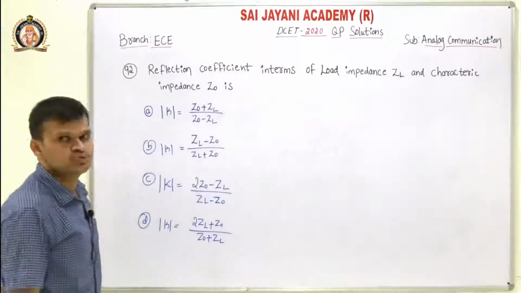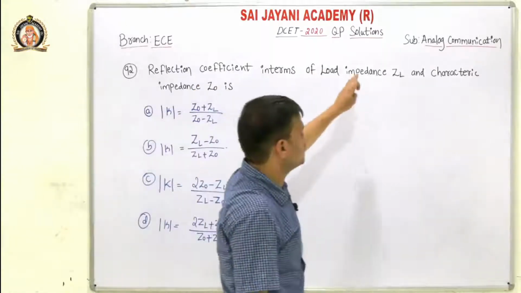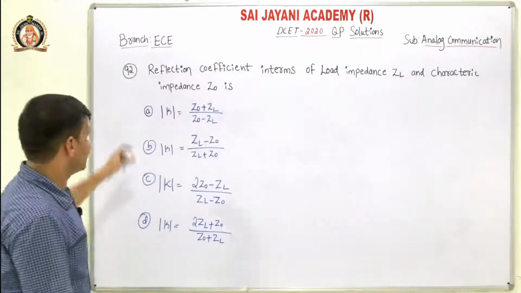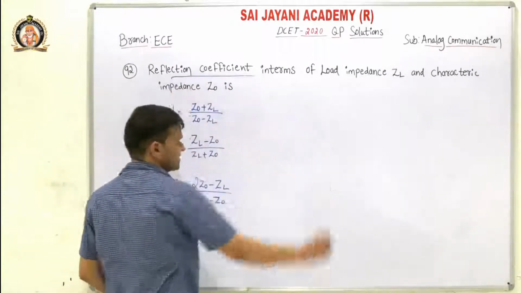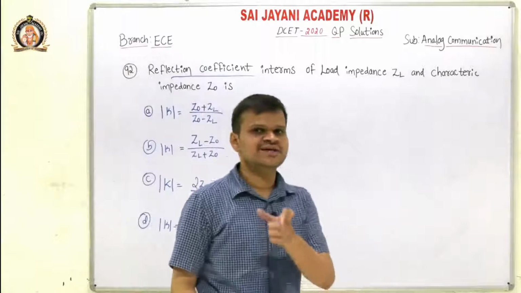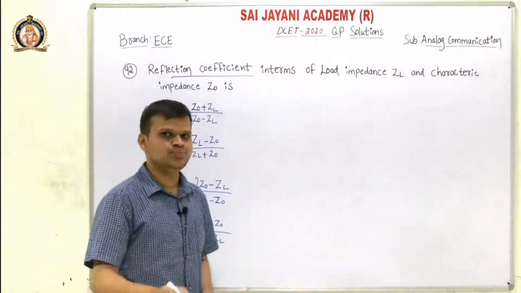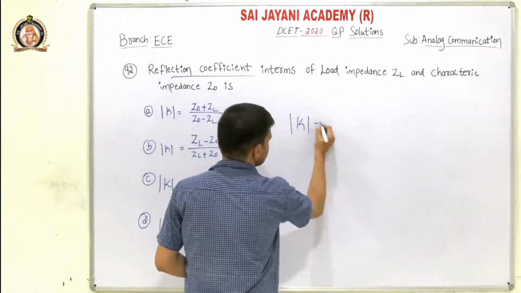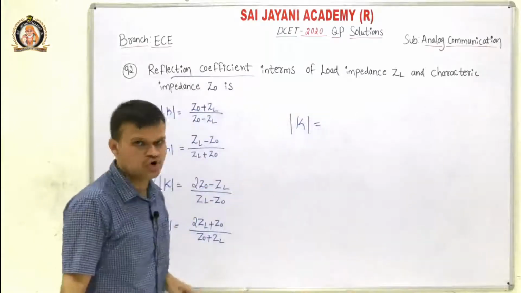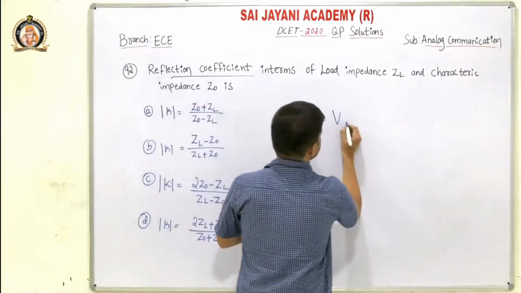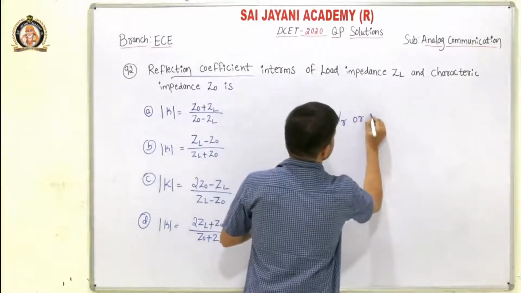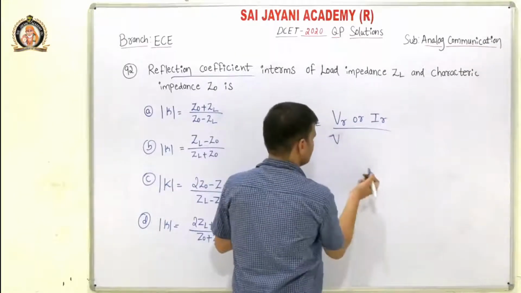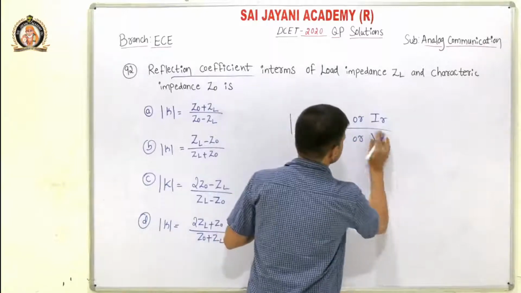Question number 92: the reflection coefficient in terms of load impedance ZL and characteristic impedance Z0 is, and we have 4 options. The reflection coefficient is defined as the ratio of the reflected voltage or current to the input voltage or current, and it is denoted by mod K.